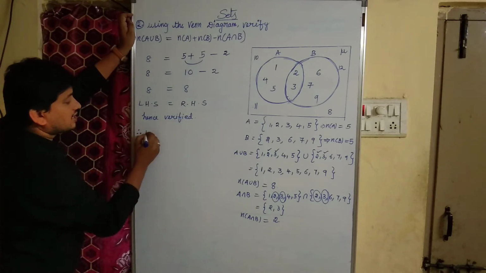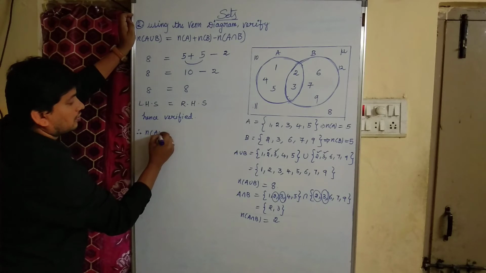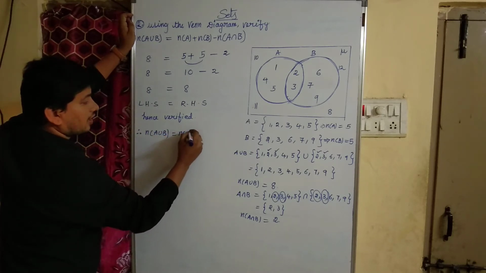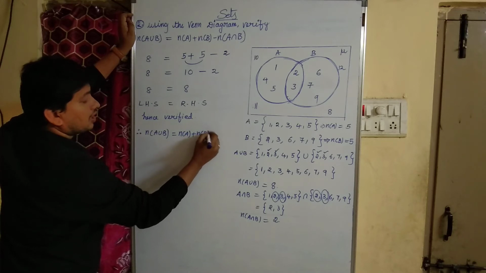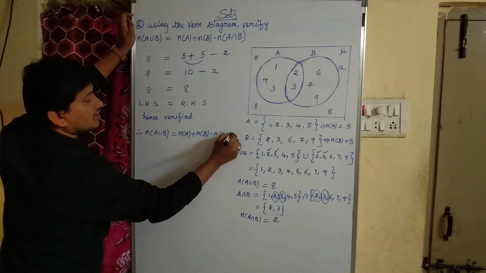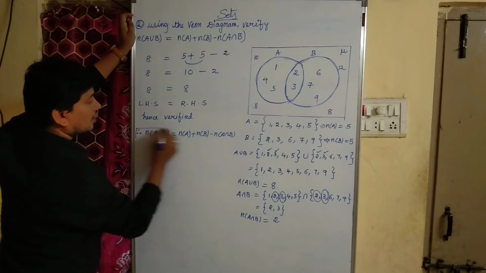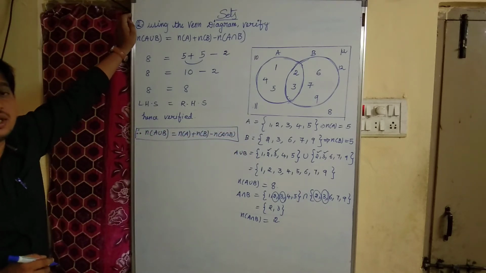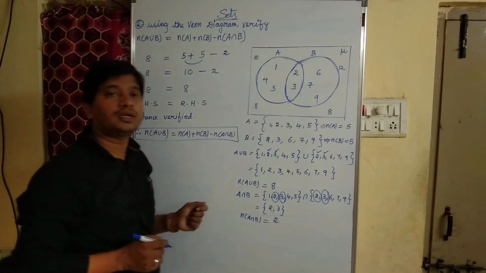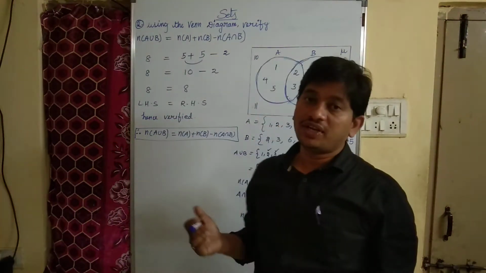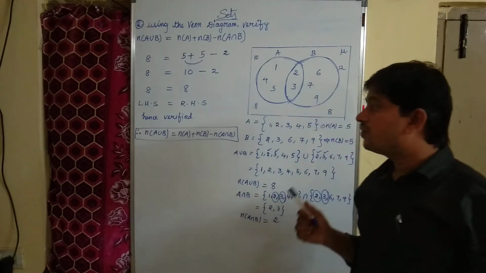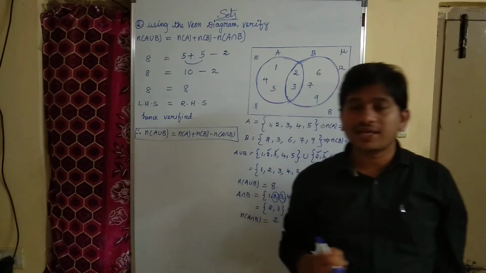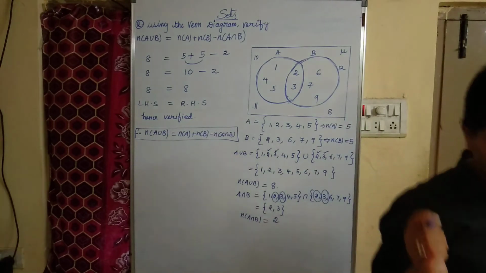Therefore, we can say that n of A union B equal to n of A plus n of B minus n of A intersection B. This is the most important relationship between n of A, n of B, n of A union B and n of A intersection B. That is n of A union B equal to n of A plus n of B minus n of A intersection B.